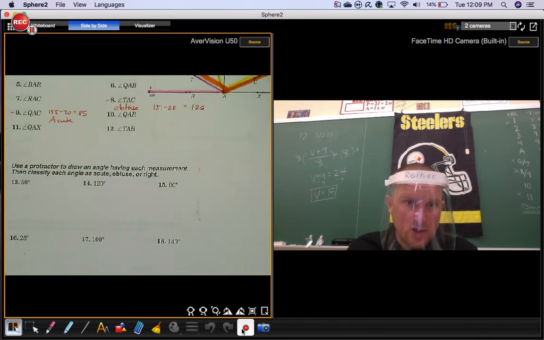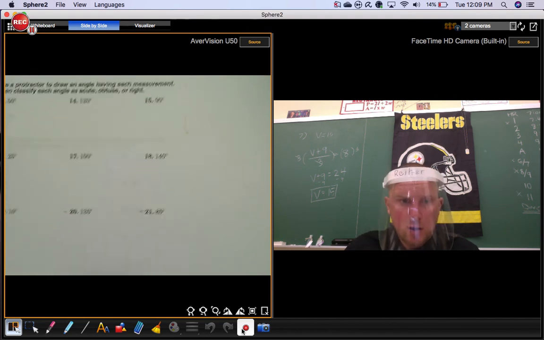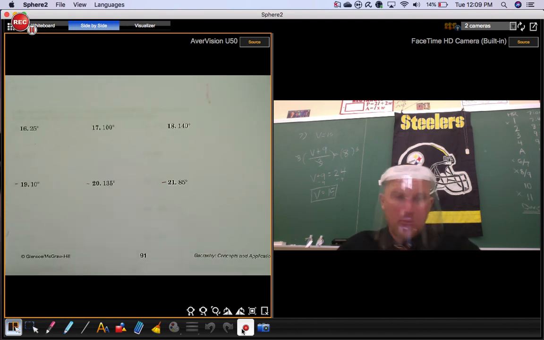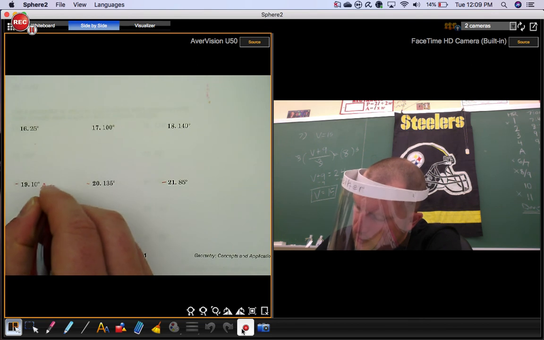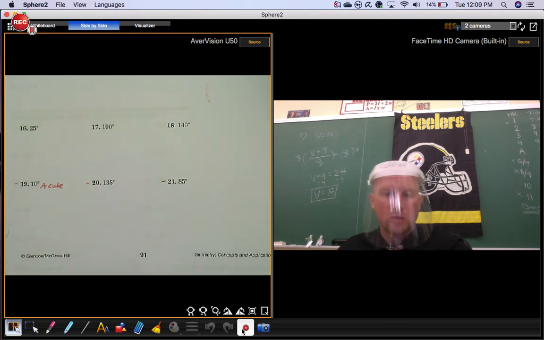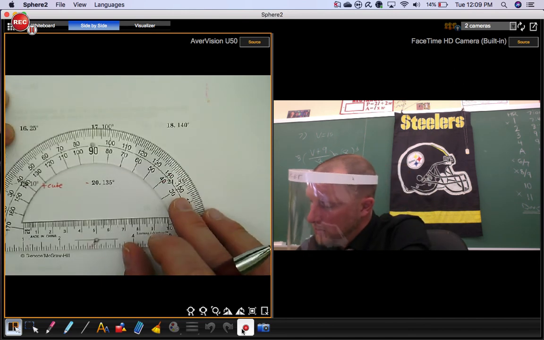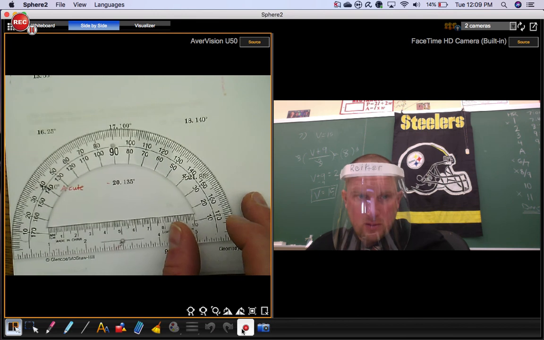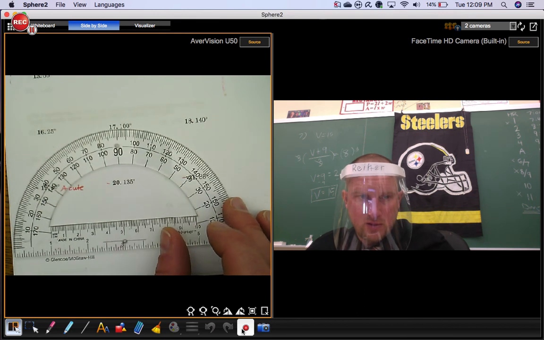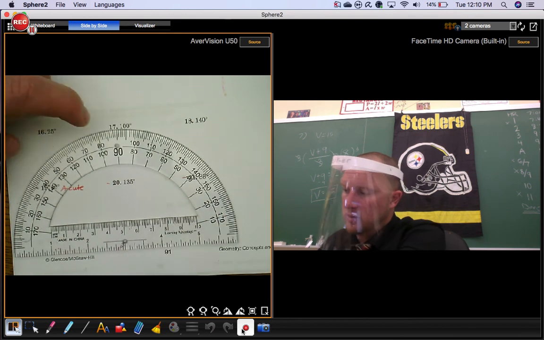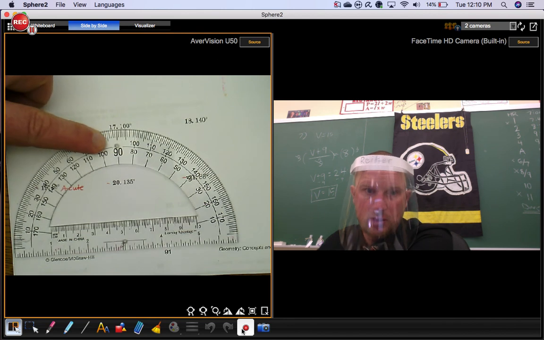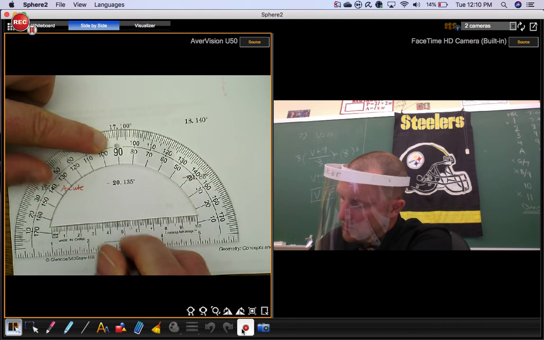Okay, bottom section, use a protractor to draw an angle. Then you can classify it. We'll do 3 of them together. Number 19, that's a 10-degree angle. That's definitely acute. Okay, now use your protractor. I'm going to try to do this so you can see exactly what I'm doing this whole time. Put a little dot for your vertex.